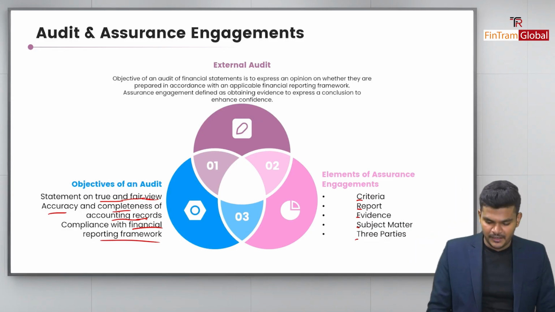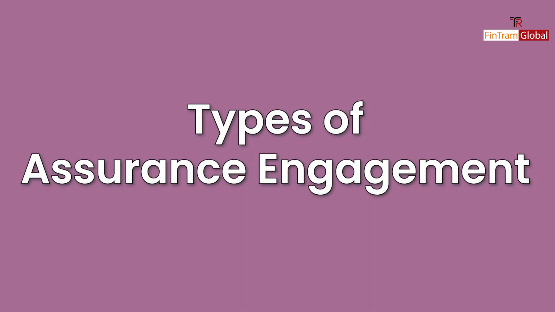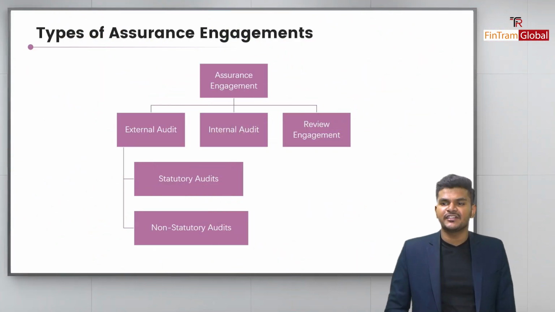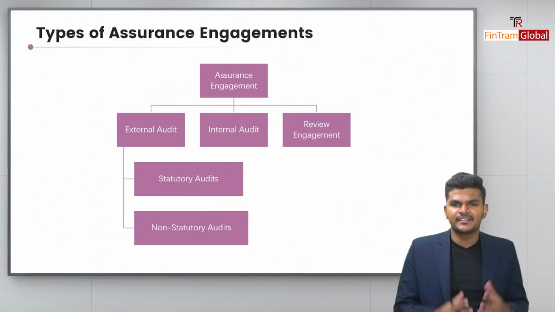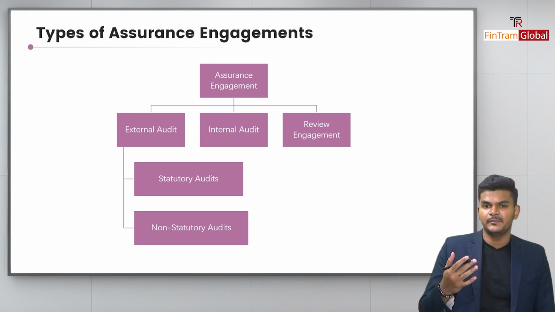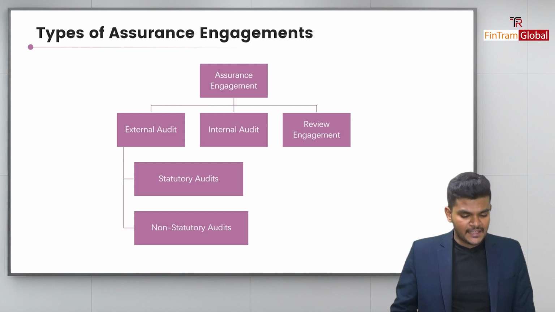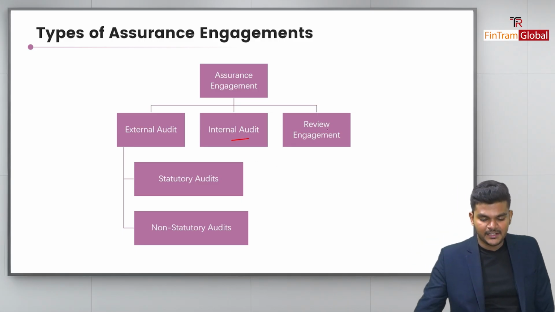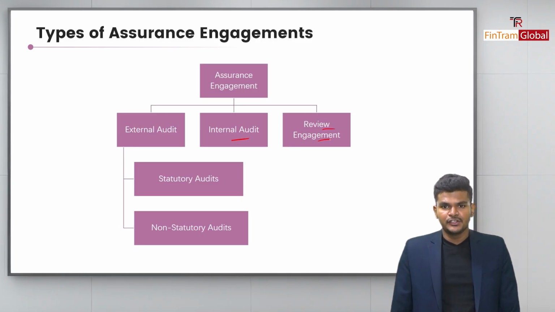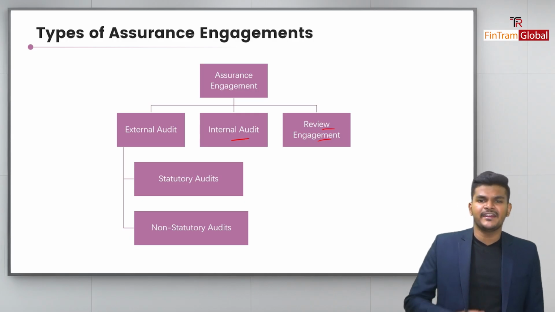So these are the 3 parties that are involved. Now, moving on. So when we talk about assurance engagement, there are primarily 3 types that we're learning, right? So first of all, we primarily focus on external audit itself, right? And then we also look at internal audit as well as review engagements as well, right? So what is the difference between external audit and internal audit?